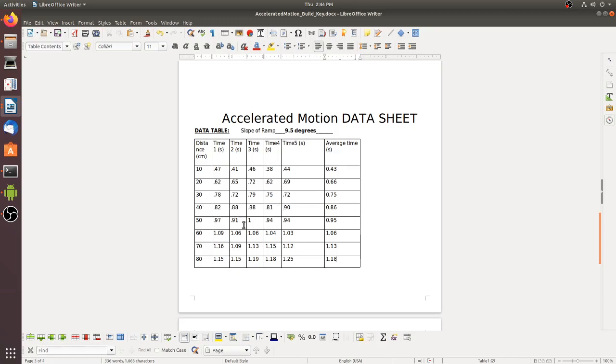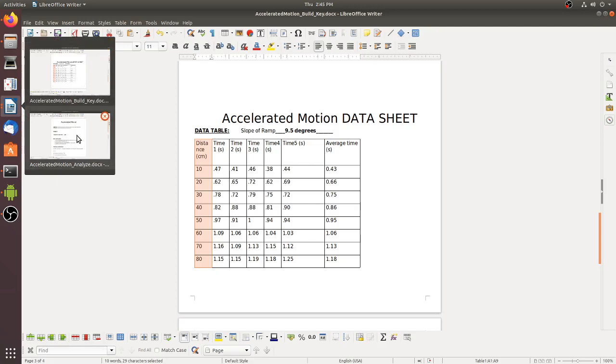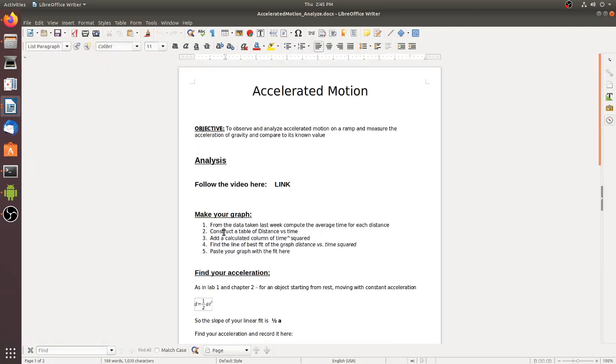Okay, now I'm going to take this distance column and I'm going to make a new table. So I got to go to my new lab write-up, the one for this week. And first I'm going to make a table.